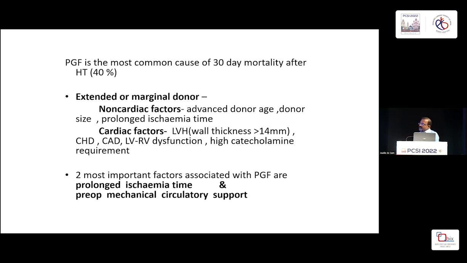But can we predict primary graft dysfunction? There are two main factors that are consistently associated with it. One is prolonged ischemia time. Another is preoperative mechanical circulatory support. In addition to this, there are other factors like advanced donor age, oversized donor, especially when the left ventricular wall thickness is more than 14 millimeters, congenital heart disease in the donor, coronary artery disease in the donor, and preoperative use of high inotropic support in the donor.